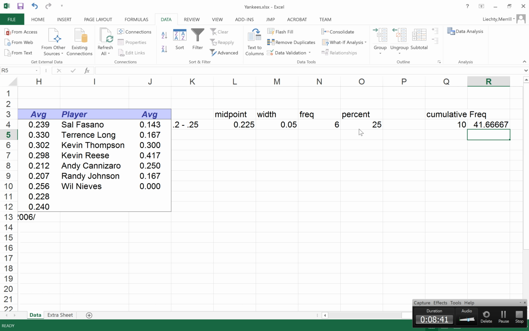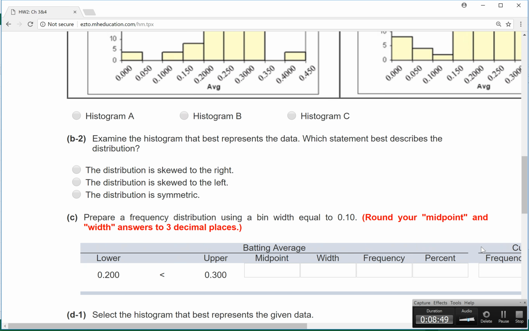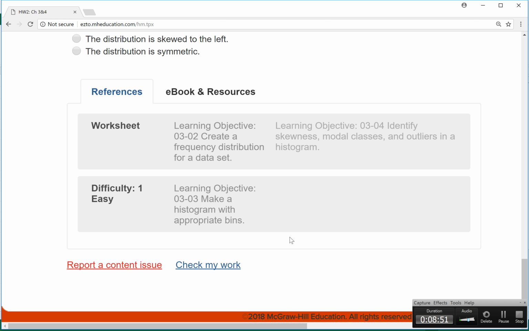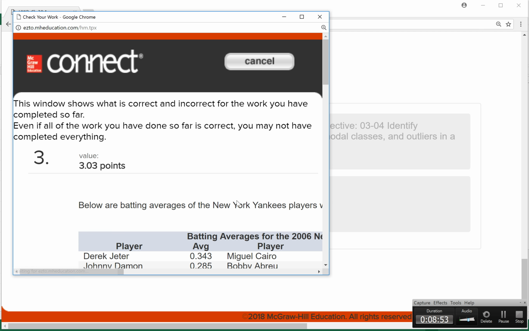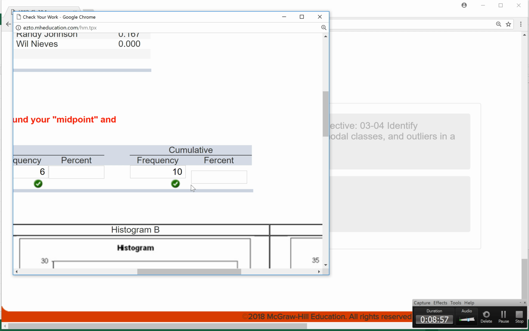And so we'll just come over here and put these things in. Frequency is 6, frequency is 10, and then we'll check our work and just see if we got those right. And it looks like we did. So remember, cumulative is exactly what it sounds like. Just start at the bottom and start adding stuff up as you go. Okay.